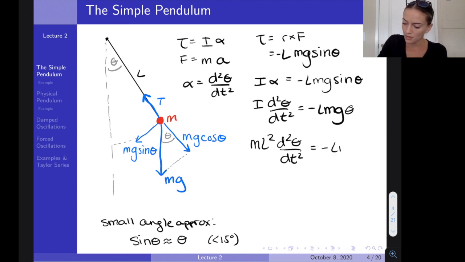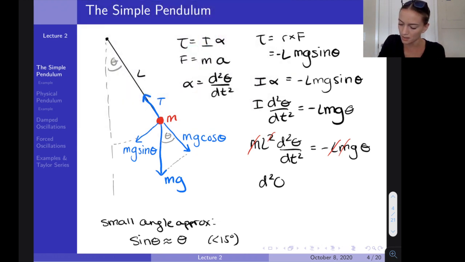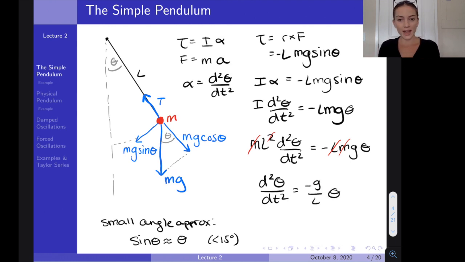So then we have this equation, and now we can just do a little bit of canceling. We see that our m's cancel, one of the l's cancel, and then we can just rewrite this as d squared theta dt squared equals negative g over L times theta. So now we have a simple harmonic motion linear differential equation for our pendulum, but only for small angles.